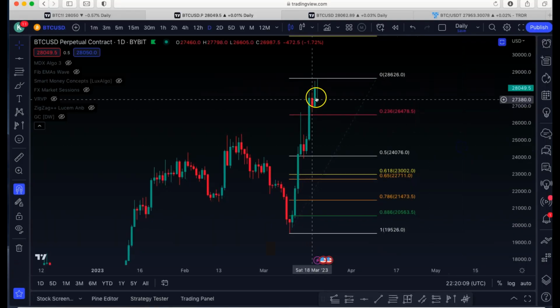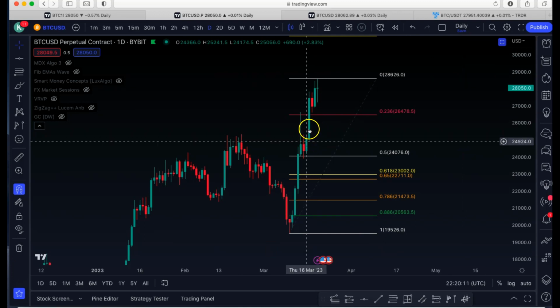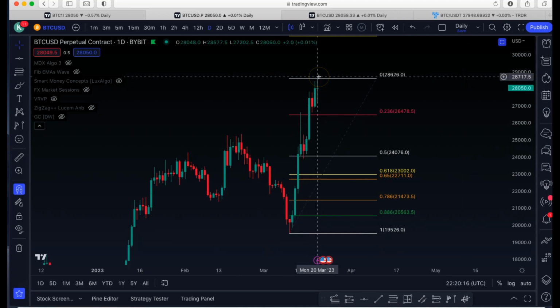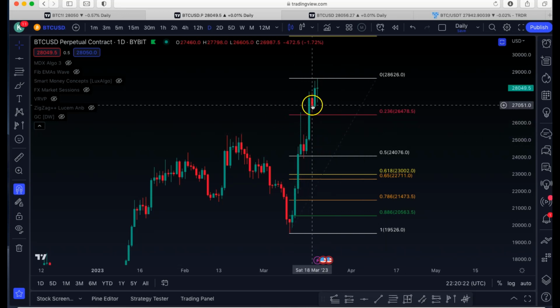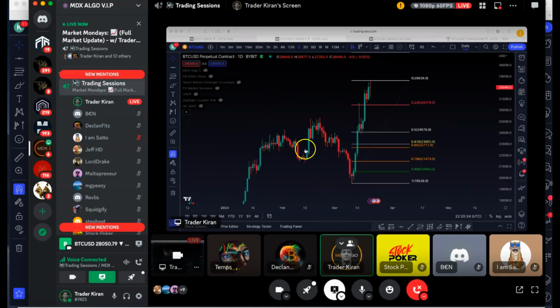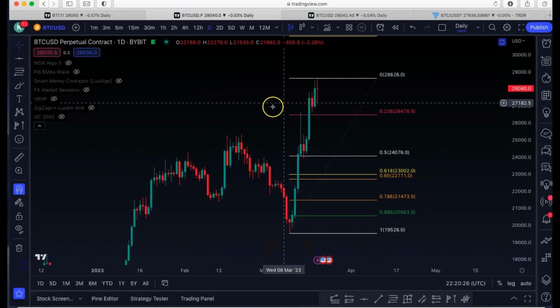The situation is that, imagine people shorting here. Then the market goes up. Do you really think market makers want to let these people who shorted early off the hook? Absolutely not. Markets are designed to cause the maximum amount of pain to the most amount of people.